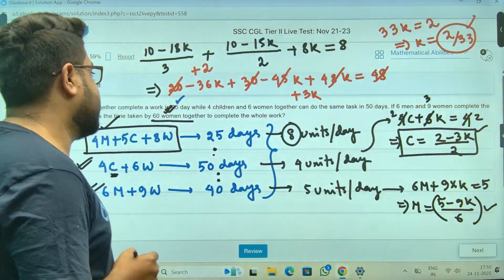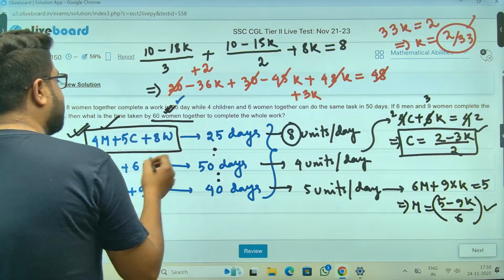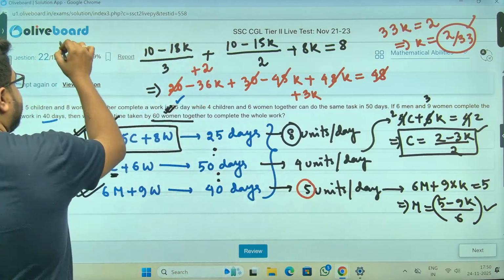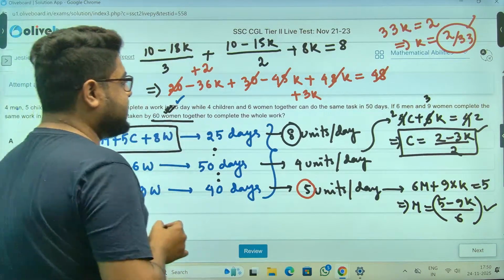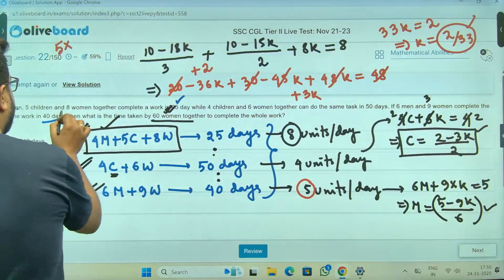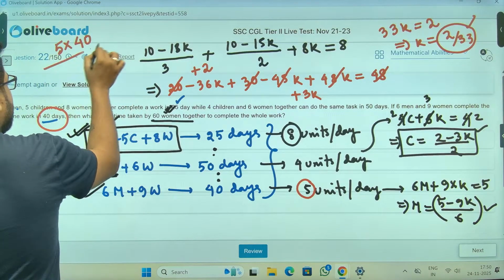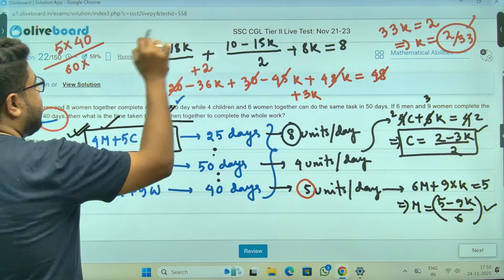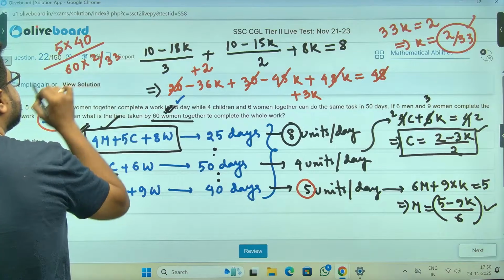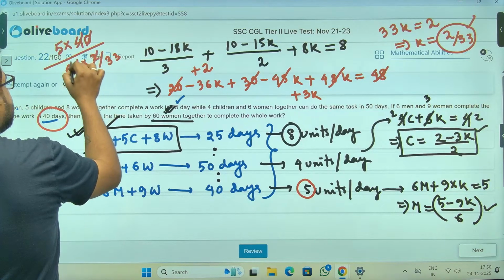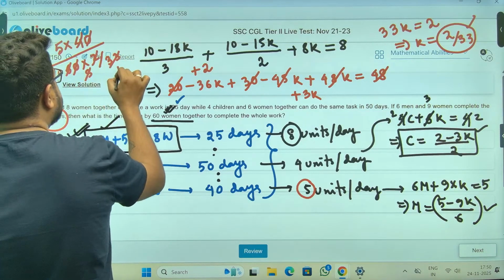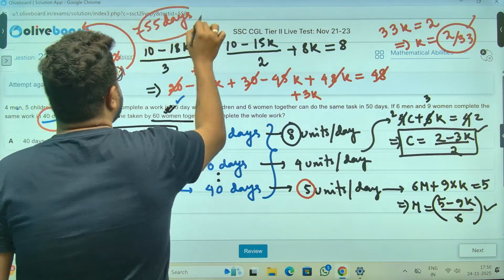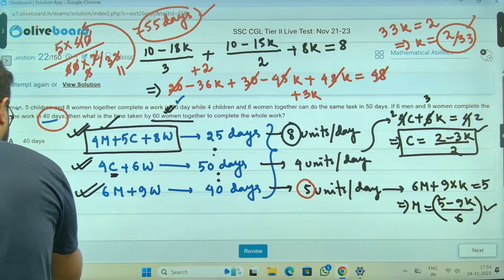Done. Now, total work is how much, sir? Total work is very simple to find. If I take this one, they are doing 5 units a day, and how many days? 6 men and 9 women can complete in 40 days. So this is your total work. Who will do it now? Sir, 60 women, 60 into every woman's efficiency, which I have found to be 2 divided by 33. 11 will go up. My answer will be 55 days, which is option number D.